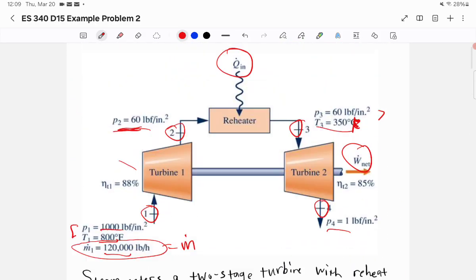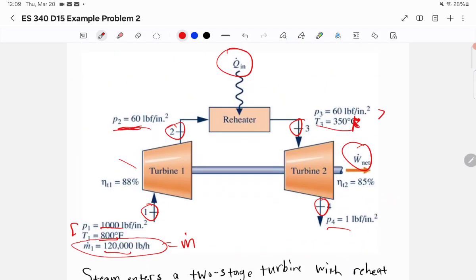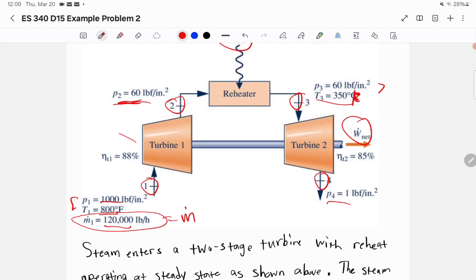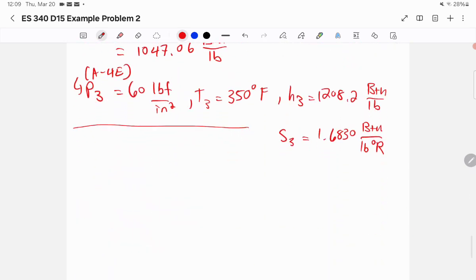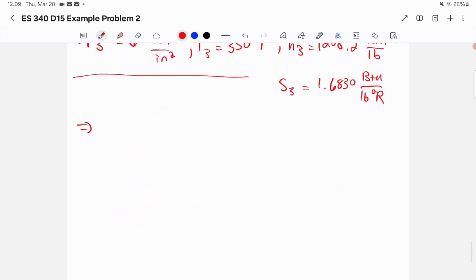Now, the next stage, of course, is it goes through the second turbine, and it does so isentropically. So because of that, that implies that S4 is also equal to 1.6830 BTU per pound degree R, because it's isentropic. And we also know that P4 was 1 pound force per inch squared.